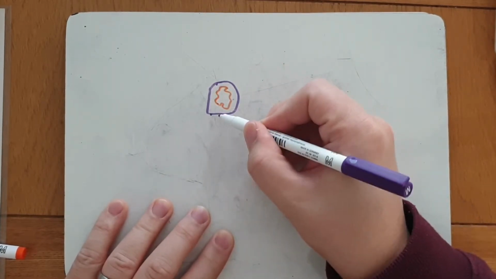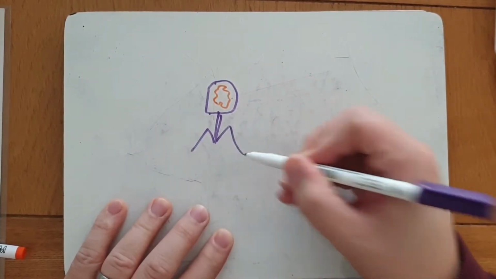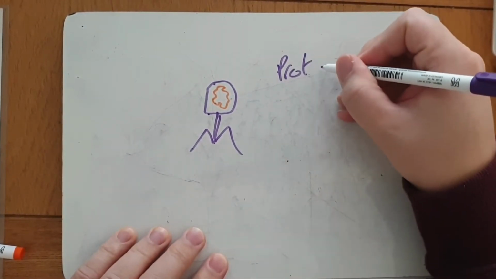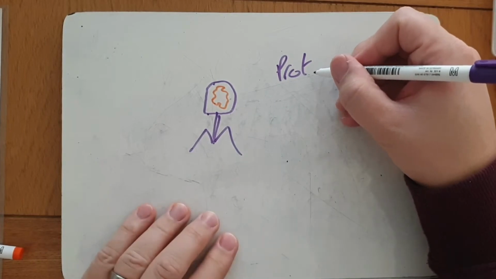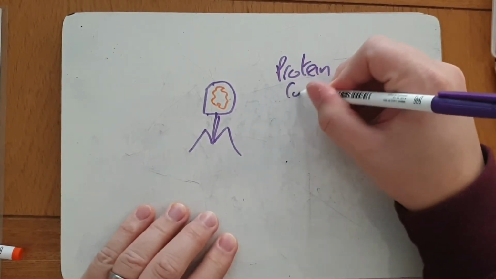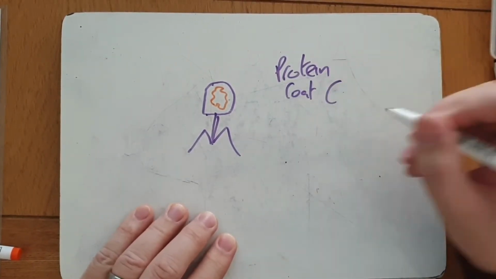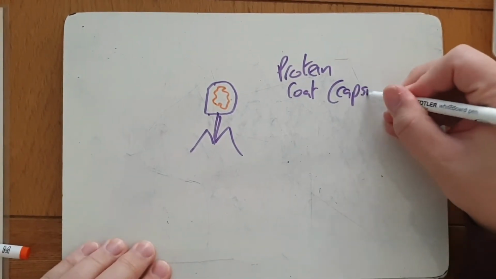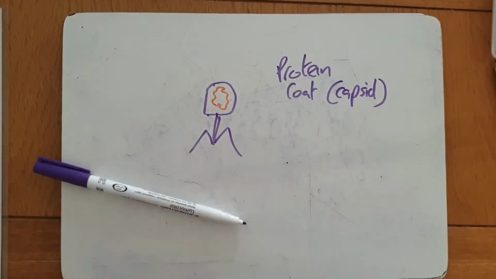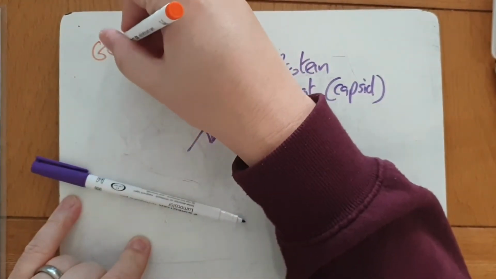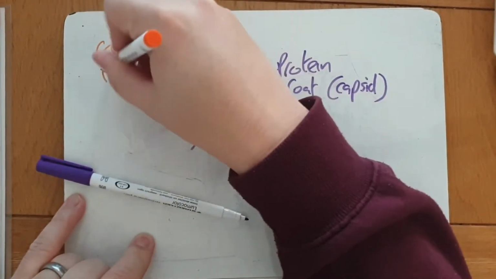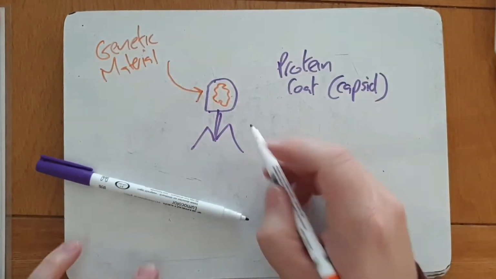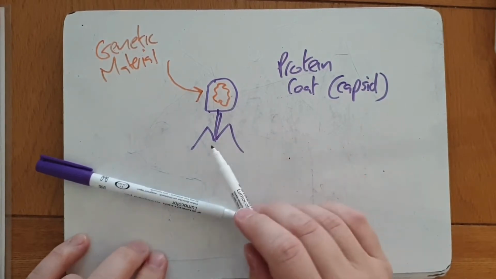There's our crazy nasty virus. So we have got a protein coat, and the protein coat has a special name. Protein coat is called a capsid, and then inside that you've got the genetic material. So the genetic material in there, and then protein coat.